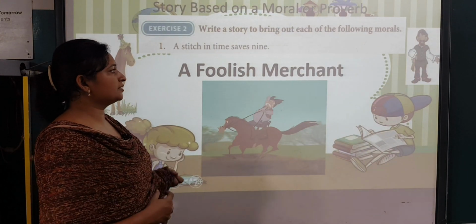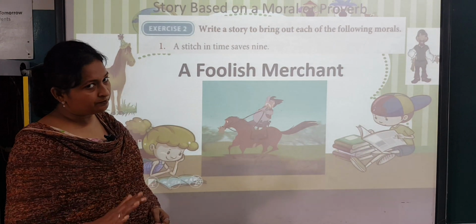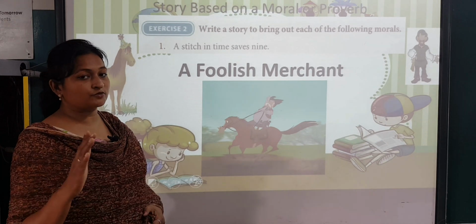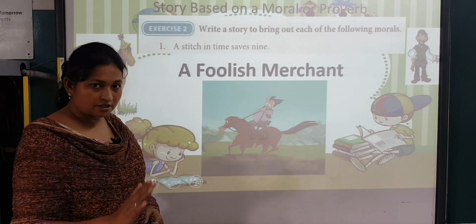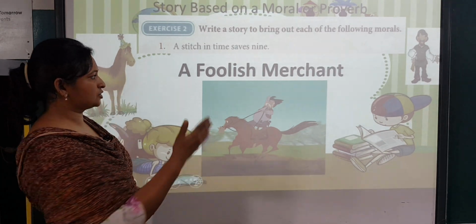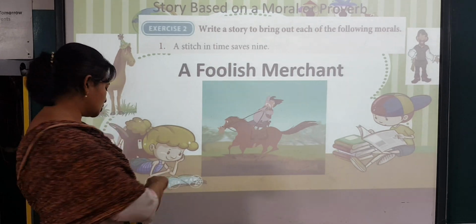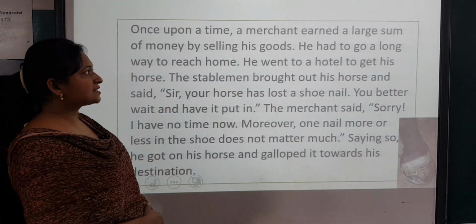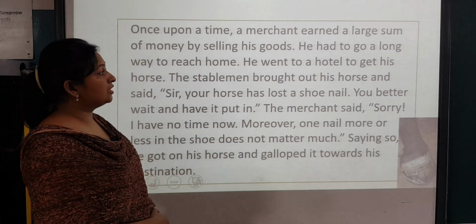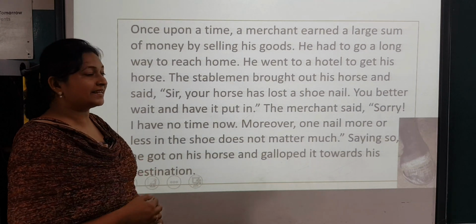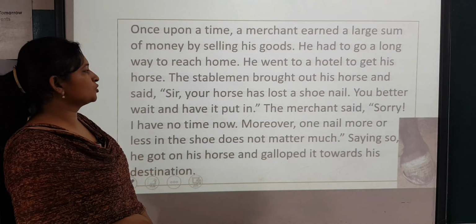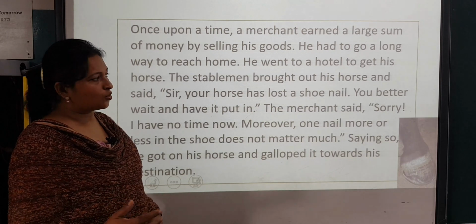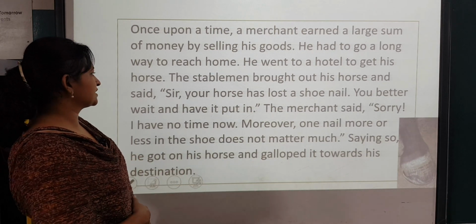So the second one we will be doing, the moral is already given. We have to frame the story and you have to give a title. So I have given "A Foolish Merchant." Once upon a time, a merchant earned a large sum of money by selling his goods. He had to go a long way to reach home. He went to a hotel to get his horse.